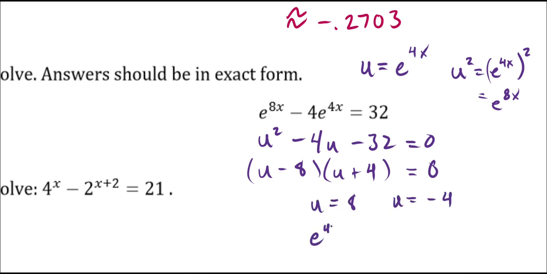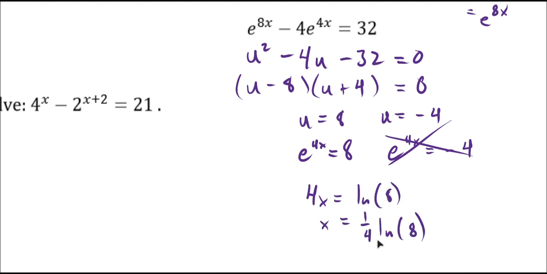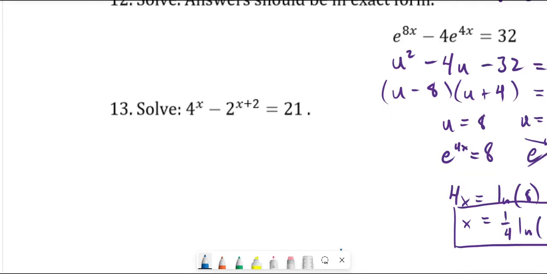Now, e to the 4x is only going to have a positive value. So this second equation that says e to the 4x is equal to minus 4 has no solutions. We can stop right there. However, this one we can solve by taking the log of both sides, which gives me 4x equals ln of 8, then dividing by 4 to give me 1/4 the ln of 8. And that is indeed my answer.